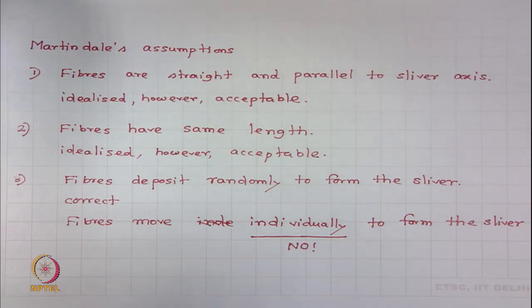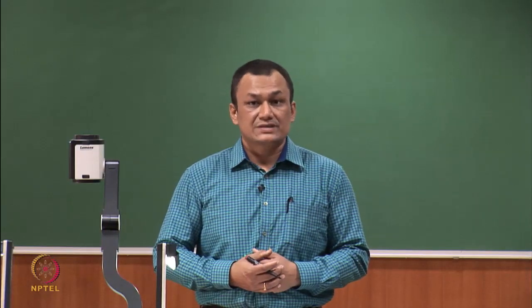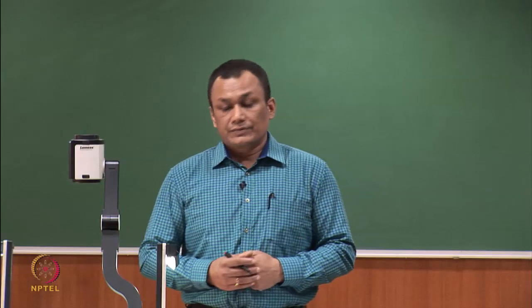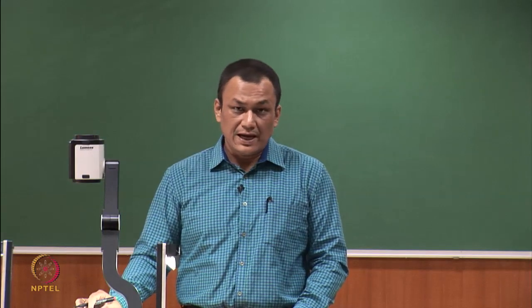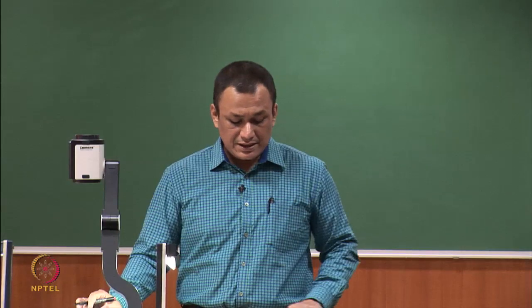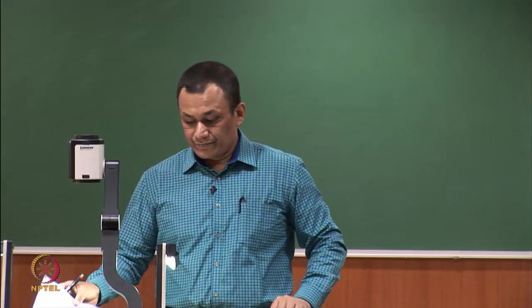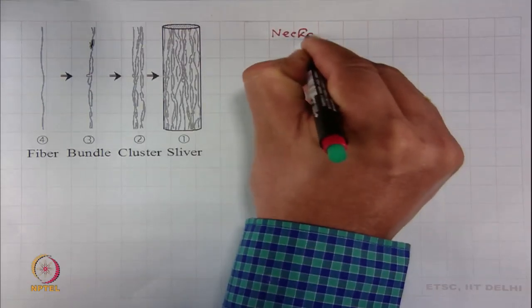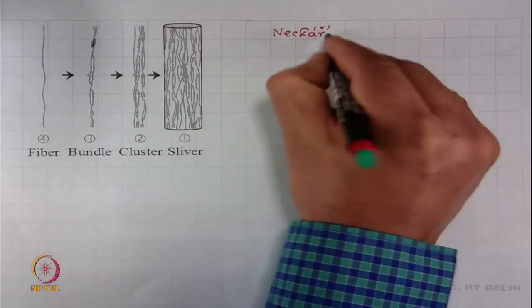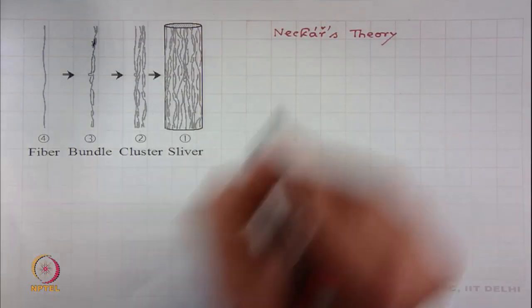G.M. Barnett already proposed that fibers have a tendency to form clusters, and those clusters ultimately form the sliver. So, this assumption we will modify today, and we will discuss a new theory, Neckar's theory. This theory is also known as bundle theory.